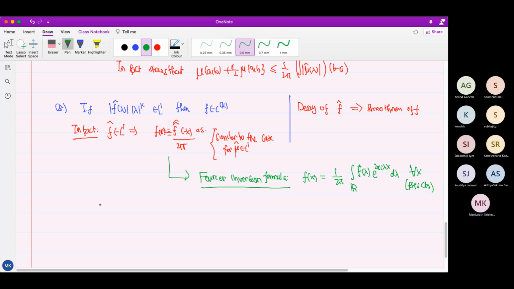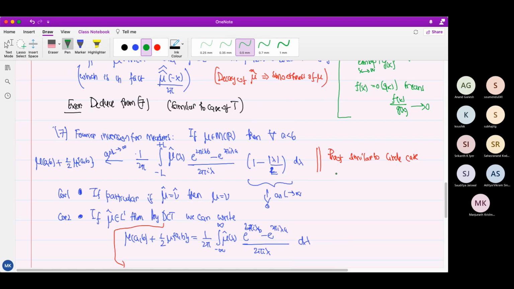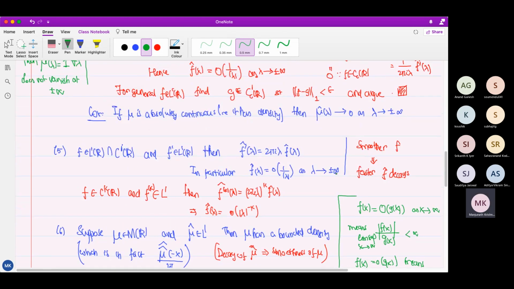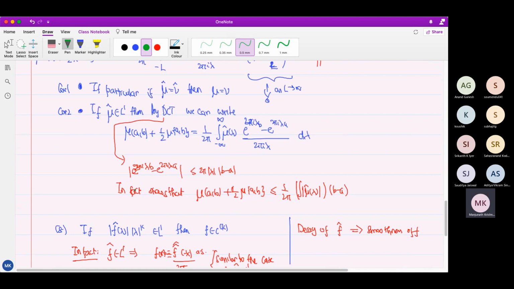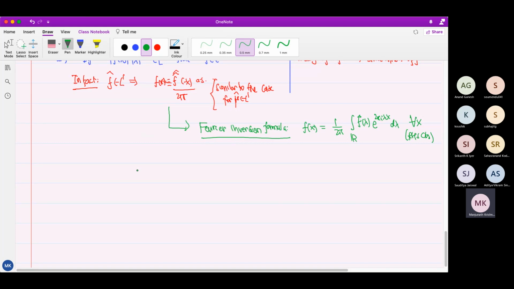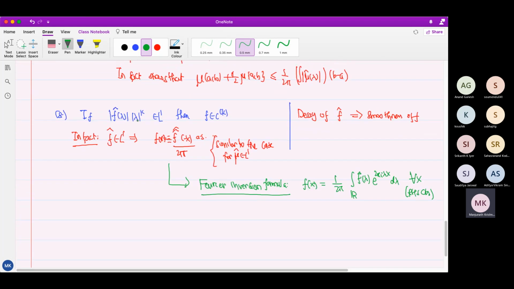And now if f hat has further decay, then f is differentiable. Why? Did I do it or not? I mean, what did I do here? I assumed f is C^k. Okay, I didn't do that. So how do we get this? If f hat of lambda times lambda to the k is L1, then f is C^k. How do I do that?